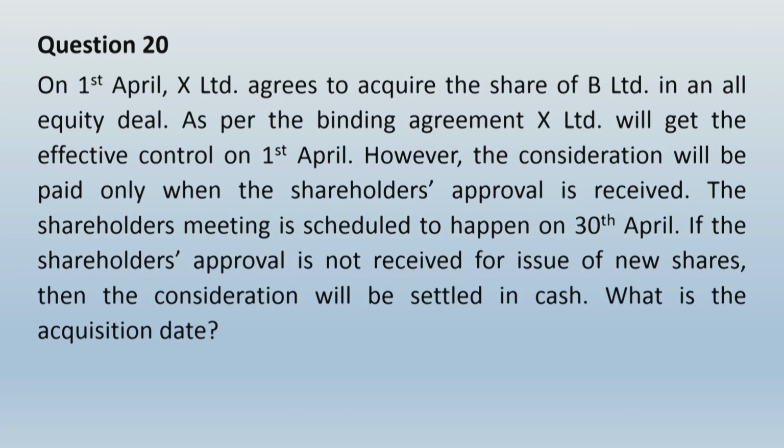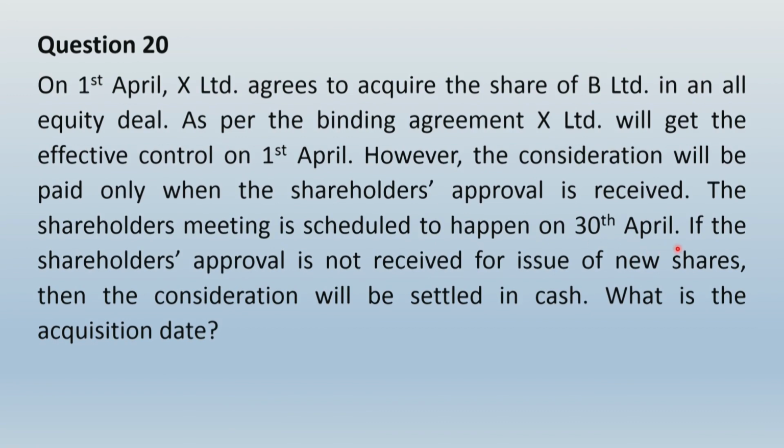What is the acquisition date? Now friends, again it is a very simple criterion to be applied over here. Look into one thing. What is clearly obvious is that the 30th April date is the date on which the consideration will be settled. But you can see one thing, X Limited will get the effective control on 1st April. So what is to be dependent on 30th April?